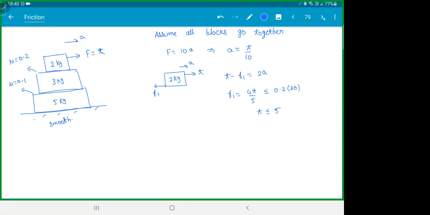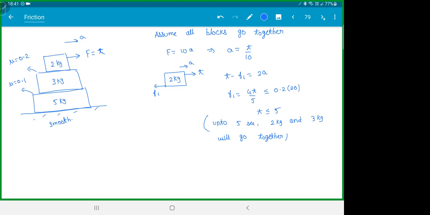Yeah. So what is this F1 saying? F1 is saying up to 5 seconds, I can make sure 2 and 3 will go together. Now understand one thing. F1 doesn't care what is happening between 3 and 5. F1 is the friction between 2 and 3. So this is saying up to 5 seconds, 2 kg and 3 kg will go together. That is the meaning of that. We have no idea what will happen between 3 and 5, because F1's job is to take care of 2 and 3. It doesn't care what happens to 5.